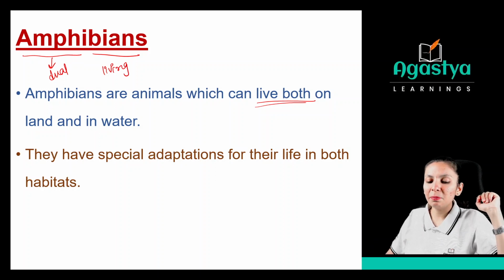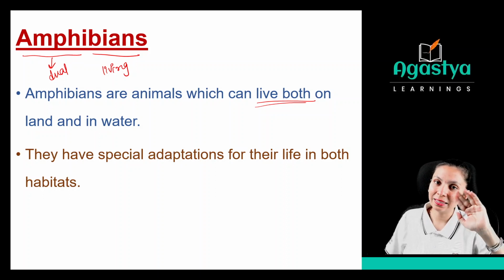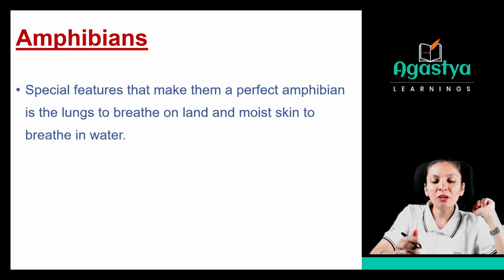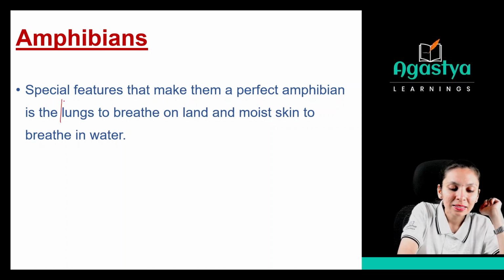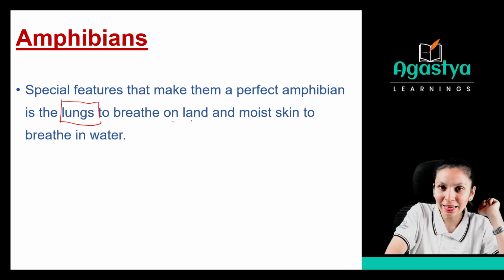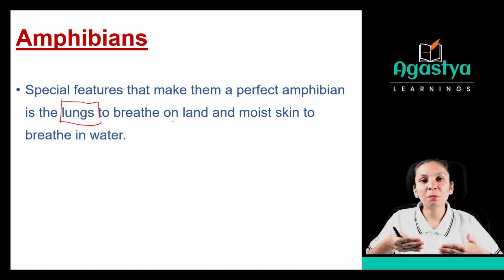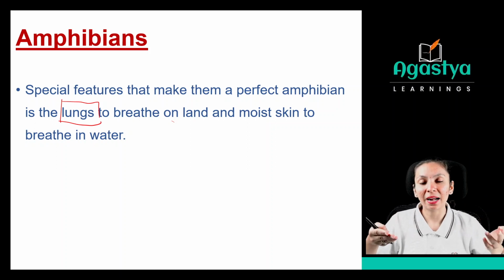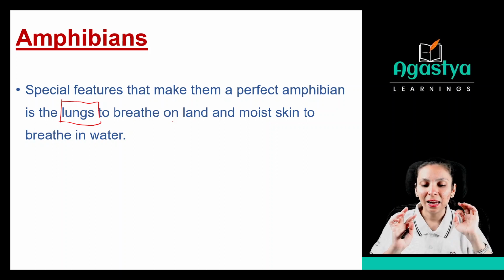They have special adaptations for life in both habitats, on land and in water. So what kind of features do they have? The special feature that makes them a perfect amphibian is the lungs, the lungs to breathe on land. As we are living on land, we have lungs to breathe, right? We are respiring, inhaling oxygen and exhaling carbon dioxide. What is the surface area providing this? Yes, that is inside the lungs.